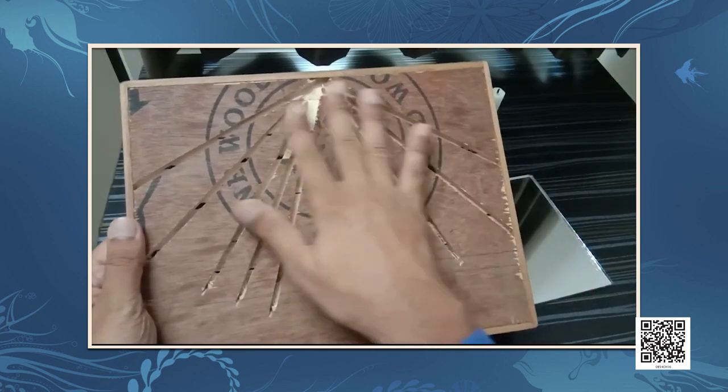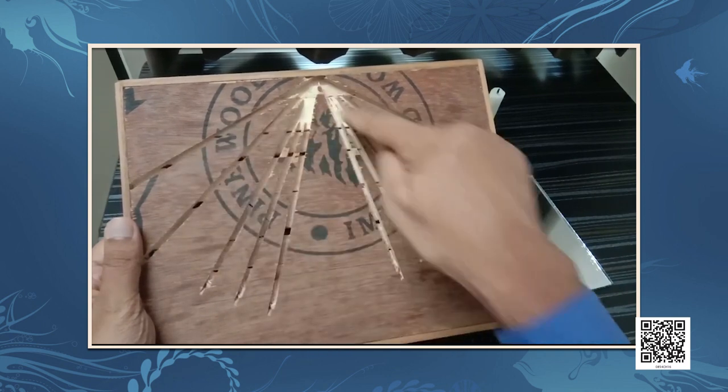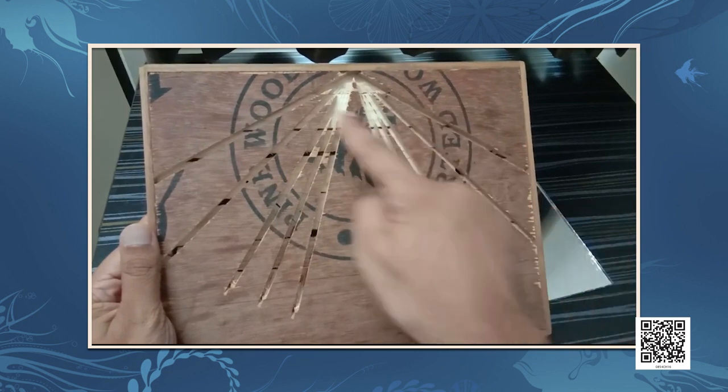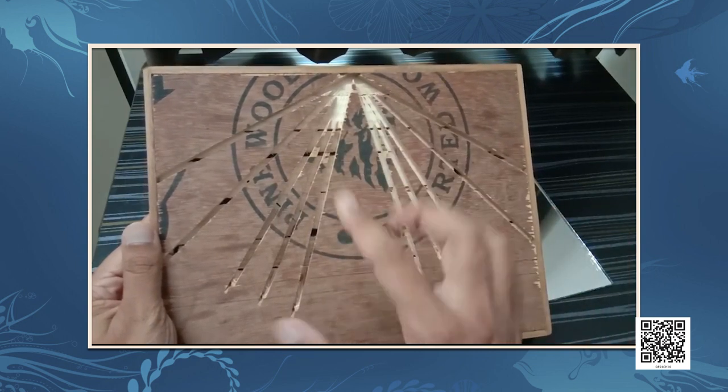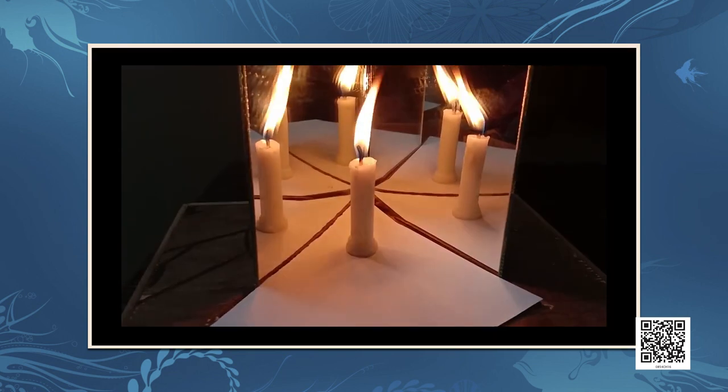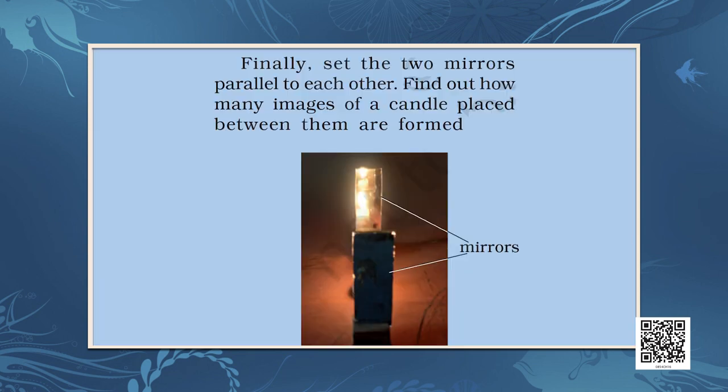Now, repeat the above step for various angles between the two mirrors, that is 45 degrees, 60 degrees, 120 degrees and 180 degrees. In each case, note down the number of images formed of the object. Lastly, set the two mirrors parallel to each other. Place an object in the center between the two mirrors. Can you count the number of images formed in this case?